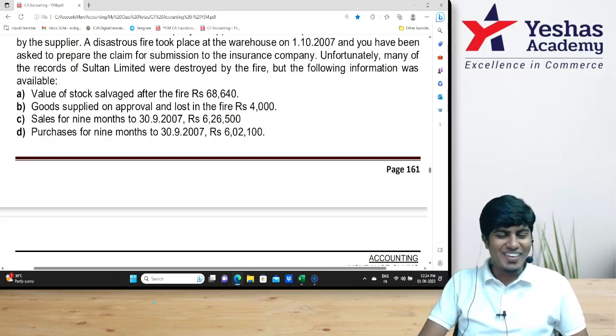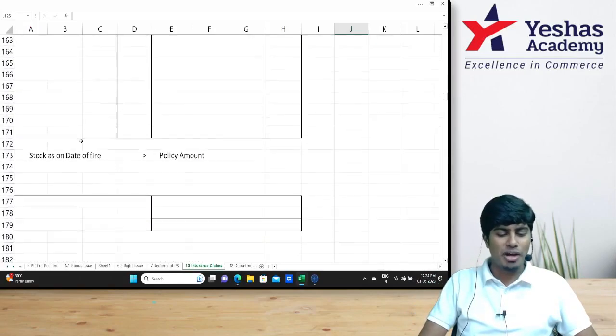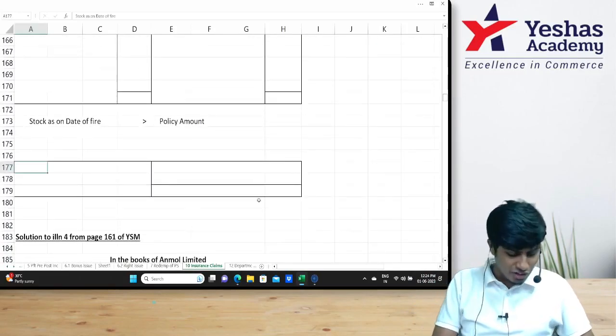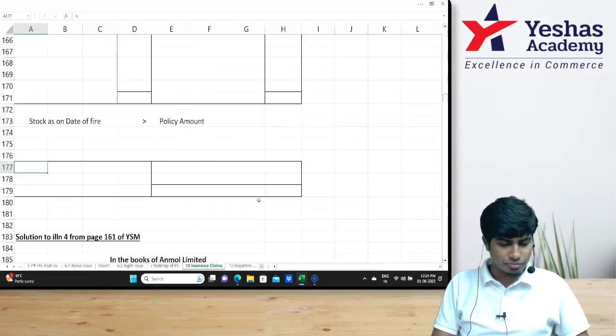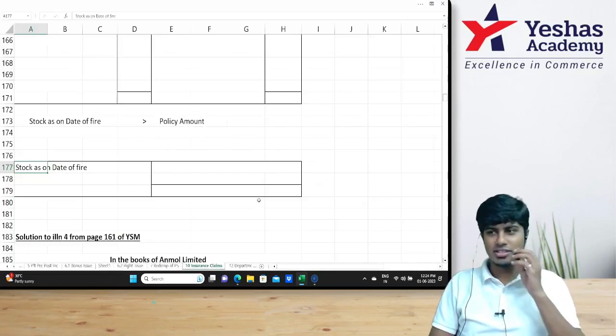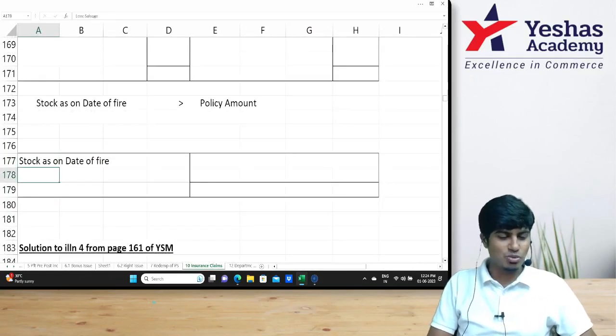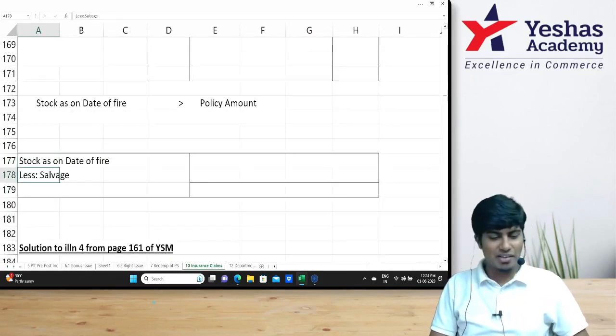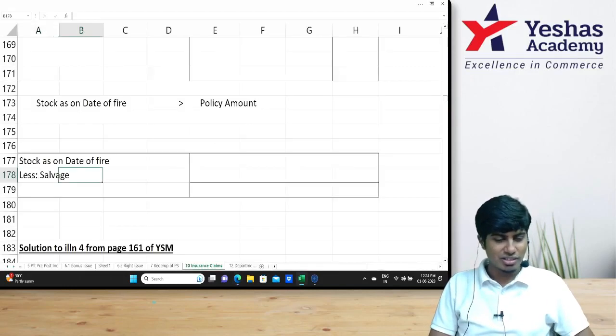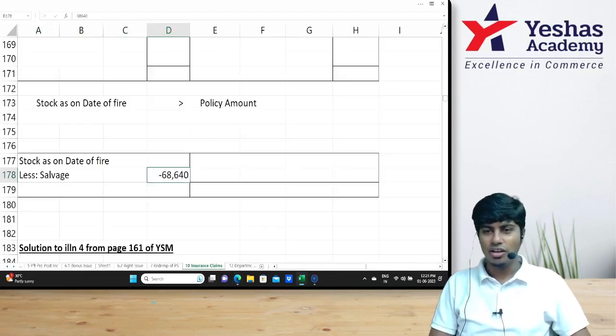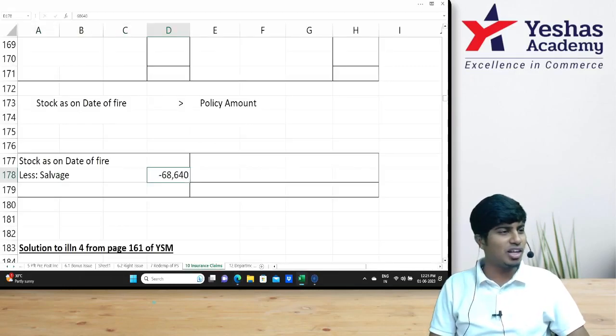Come on. Value of stock salvaged after the fire. Where do we write? After the memorandum trading account. Here we try to compute stock. Stock as on date of fire, less what do we deduct? Salvage. How much is salvage? 68,640. From what do we deduct 68,640? We don't know. What do we get after that? We don't know.